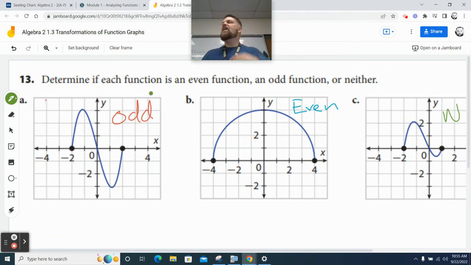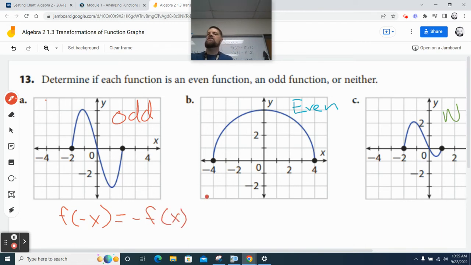All right. So why is the first one odd? Can somebody remind me? Yeah, so the reason that it is odd is that when I take f of negative x, it is equal to negative f of x. That's how an odd one works. Hey, focus up here. Sorry, I was asking for the last one, Steve.